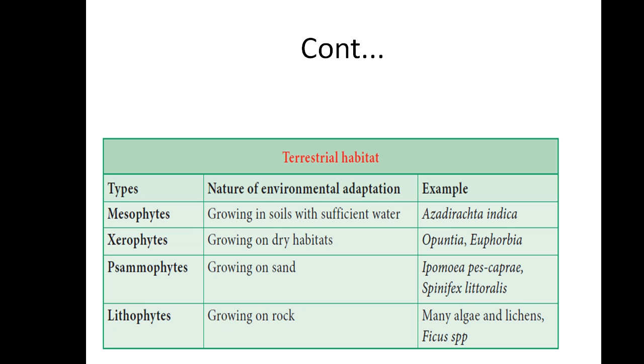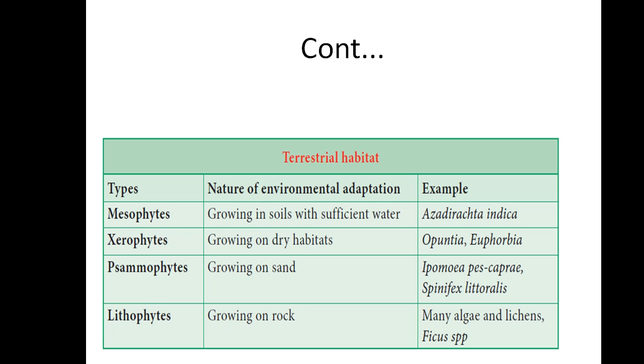Next I am coming to the continuation, that is types: mesophytes, xerophytes, psammophytes, lithophytes. What are mesophytes? Mesophytes are plants growing in soil with sufficient water. That is, our normal land living plants are called mesophytes. Example, Azadirachta indica, the neem tree. And xerophytes grow in dry habitats like deserts and places where there is no water. That is xerophytes.